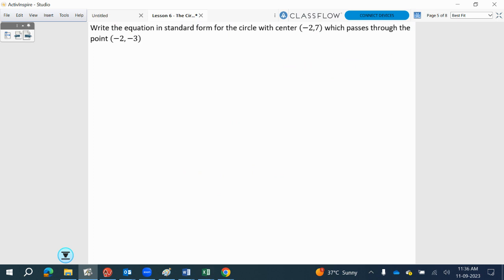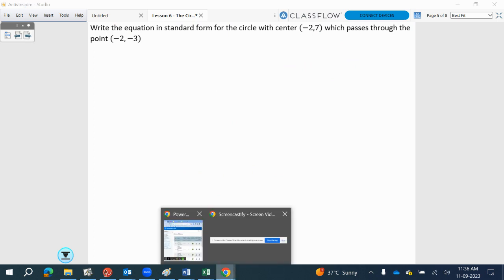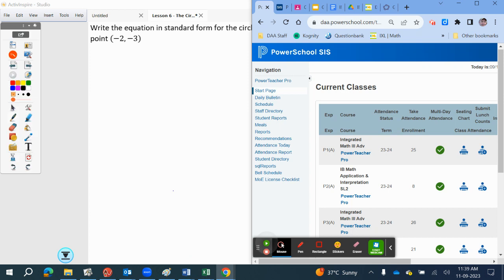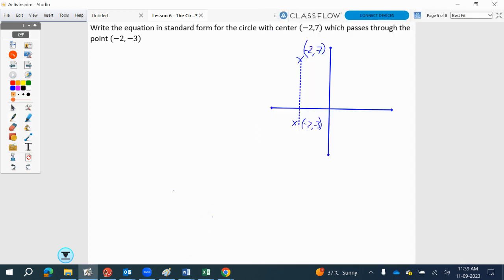Have a go at solving this problem. Start by sketching the problem. And I'll just pause the video. Okay, so just sketching the problem, we can see that it's going to look like this.